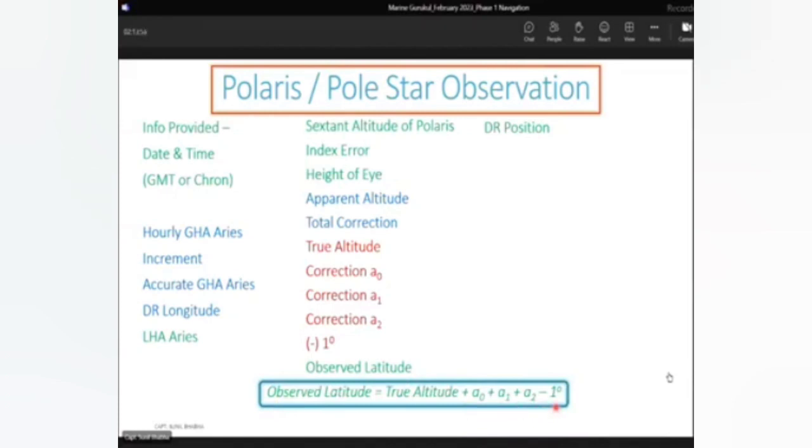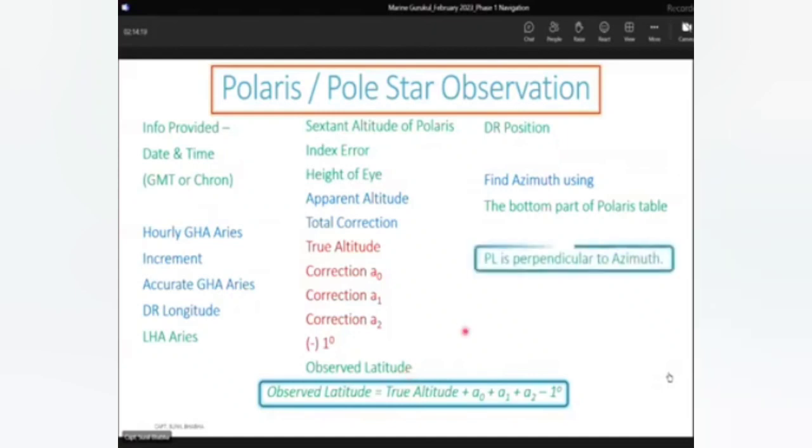Now to plot the PL along with the observed latitude, we also need the azimuth of Polaris. The azimuth is found using the bottom part of the Polaris table. Azimuth is picked up from there. And once we have the azimuth and the observed latitude, we can now plot the pole star position line. The position line is perpendicular to the azimuth as always in celestial navigation. So once the azimuth is known to us, the PL is plotted perpendicular to it.